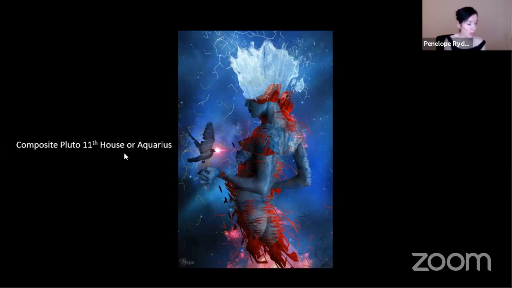This is really important. And then it's about integrating with others and new ideas, values, and ideals that transform society, helping others to become aware of their own conditioning and how to become free and liberated from conditioning that holds others back. So this is quite beautiful, the Aquarius Composite Pluto as well. So now I'm going to go to Composite Pluto, 12th house or Pisces.